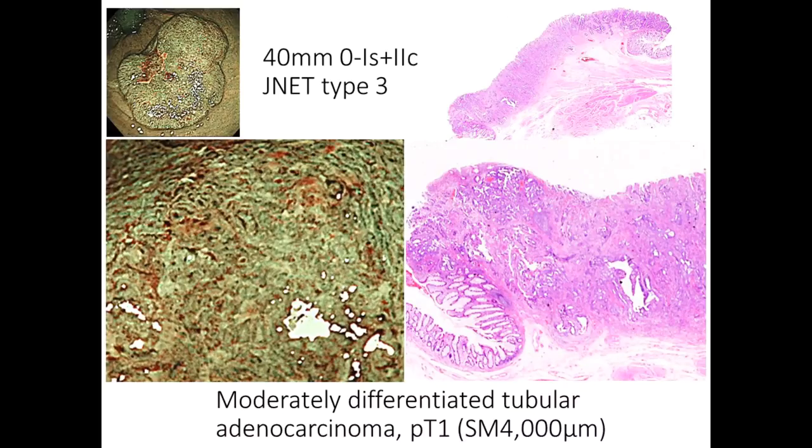JNET type 3 lesion is an indication of deep invasive cancer, therefore surgical resection has been chosen for this patient. The histopathological findings revealed moderately differentiated adenocarcinoma with submucosal deep invasion. The invasion depth of the tumour was 4,000 micrometers, so the treatment was appropriate for this case.